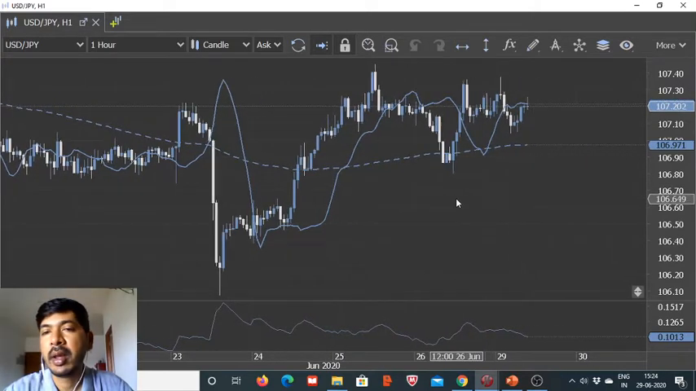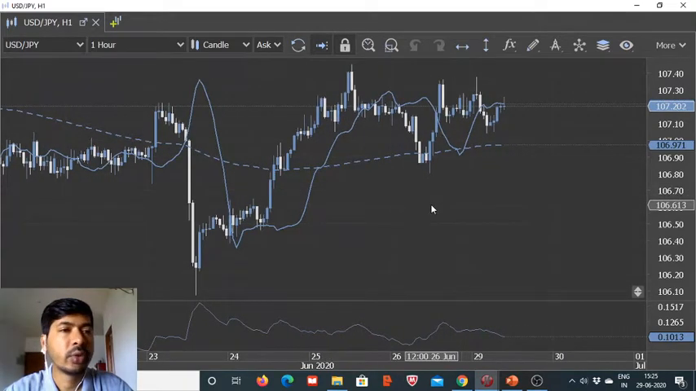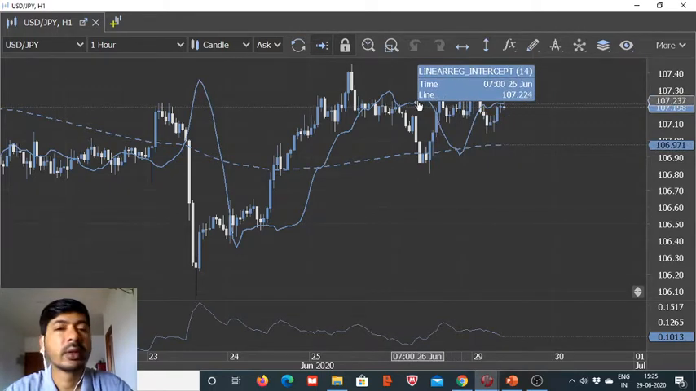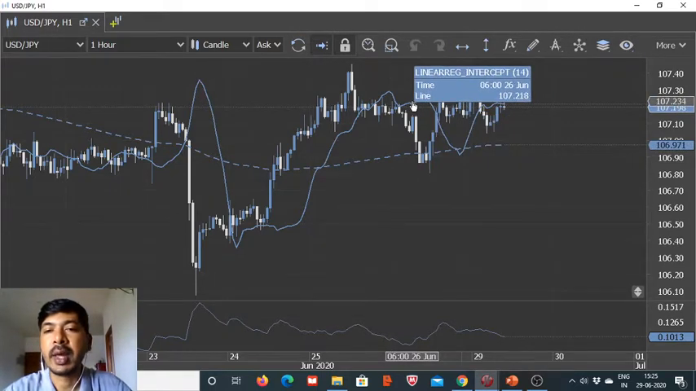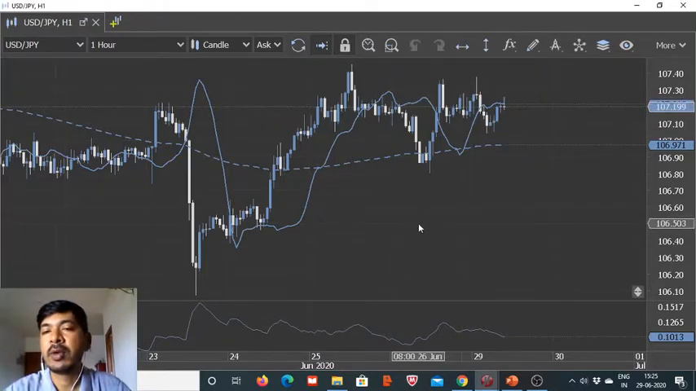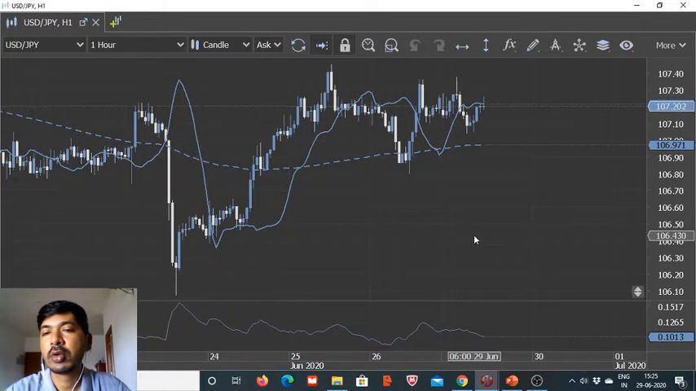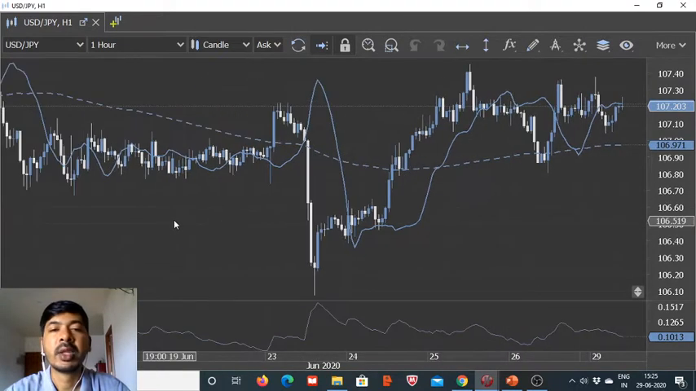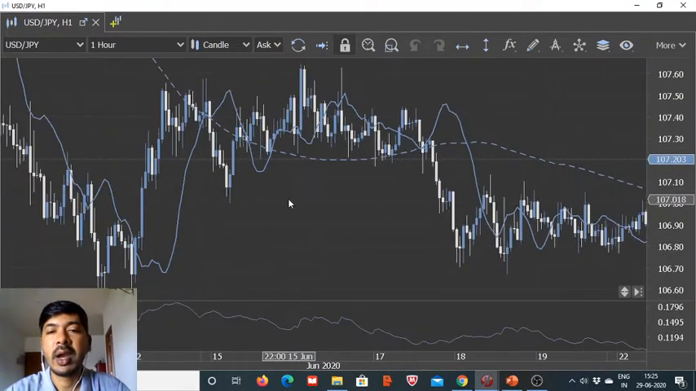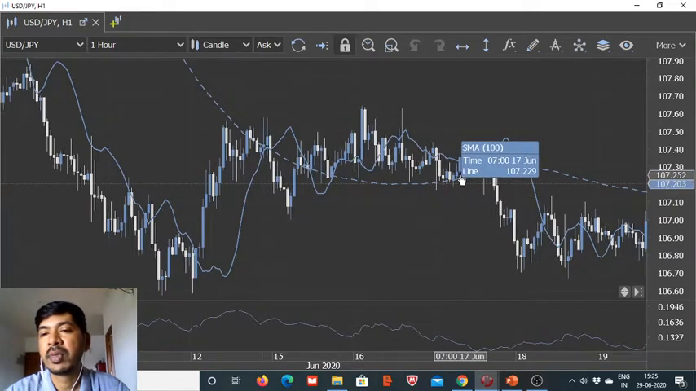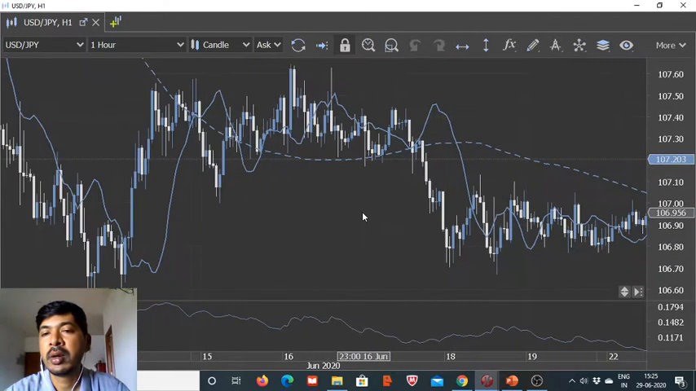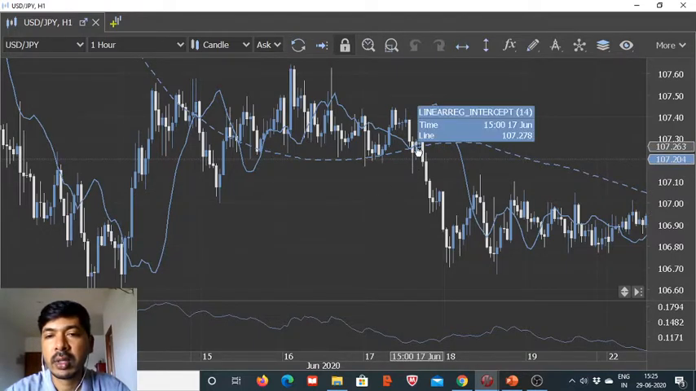SMA 100, and at the same time it should have just closed below the linear regression intercept as well, and the prior candle should have closed above the linear regression intercept. That way we are trying to ensure that this is a fresh new change, and these are the initial requirements. And also we are bringing in the requirement that the maxima of the last 3 hours should have been above this SMA 100 level.